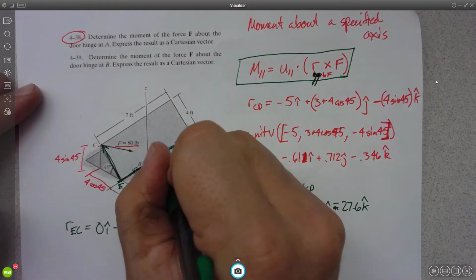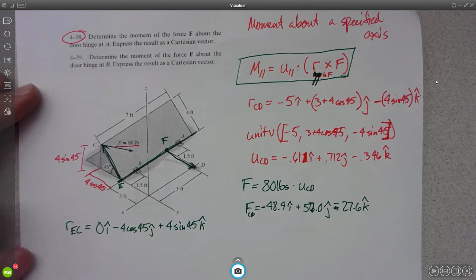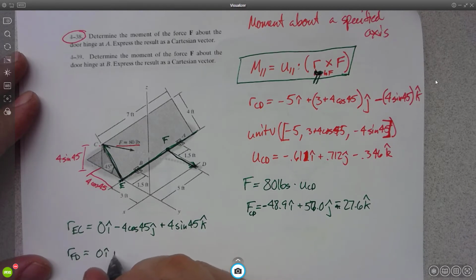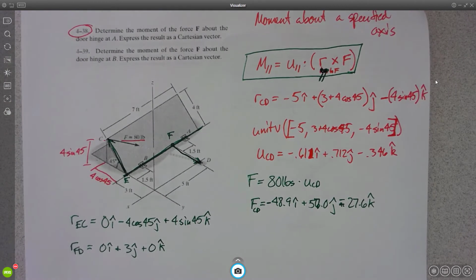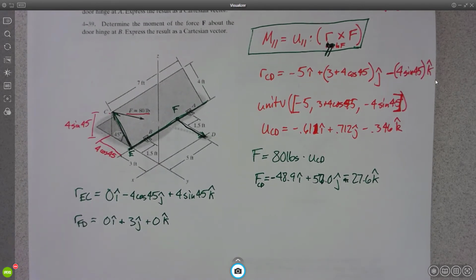Now I'm going to add another point F here that's on that axis, and I'm proposing that we could also use RFD, which would be 0i plus 3j plus 0k, and I think we would get the same value. Let's try it though, and make sure that this works.